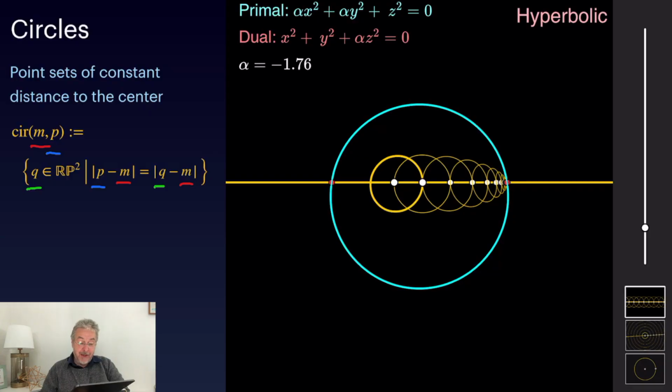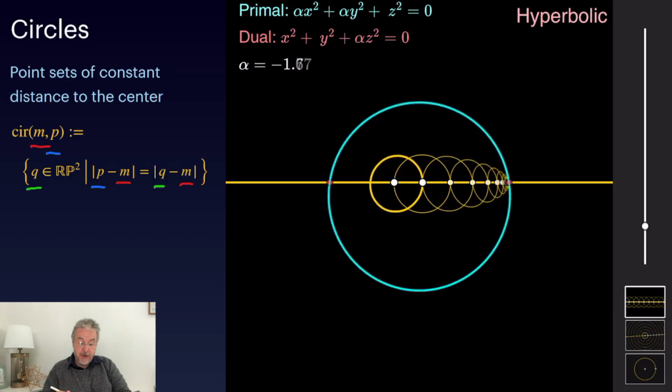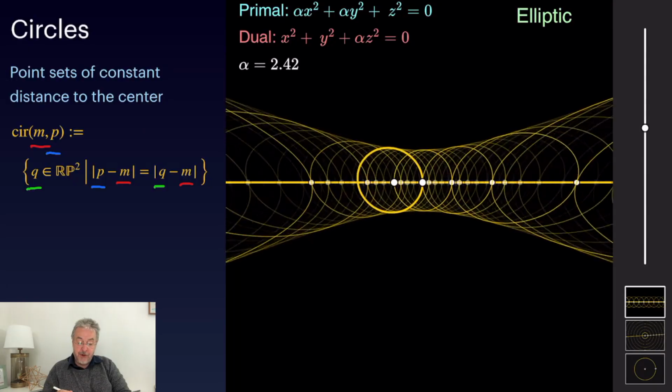So why am I doing that? Because now I have the possibility to make alpha even positive and make a smooth transition from hyperbolic geometry to elliptic geometry. And let me first go very fast from here, hyperbolic geometry to elliptic geometry.